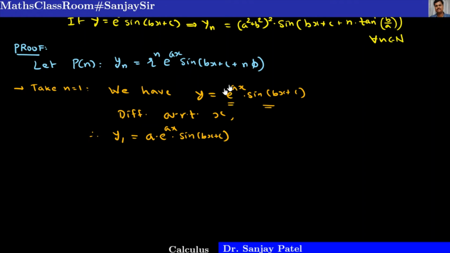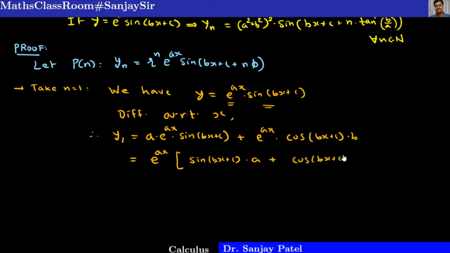So this is my u and this is v, plus now e raised to ax as it is, and derivative of sine theta is cos theta, that is cos bx plus c, and derivative of bx plus c is b. Now this I can rewrite by taking e raised to ax as a common factor: e raised to ax into sine bx plus c into a plus cos bx plus c into b. Now what are a and b?